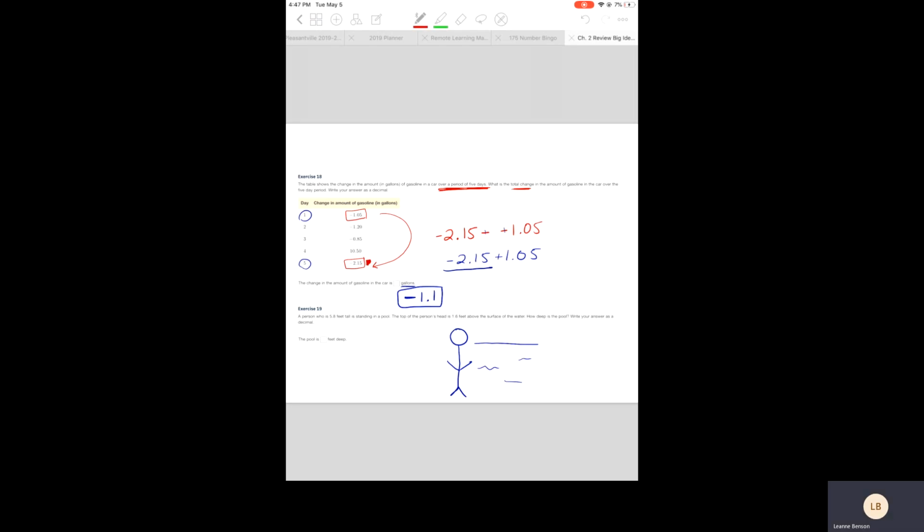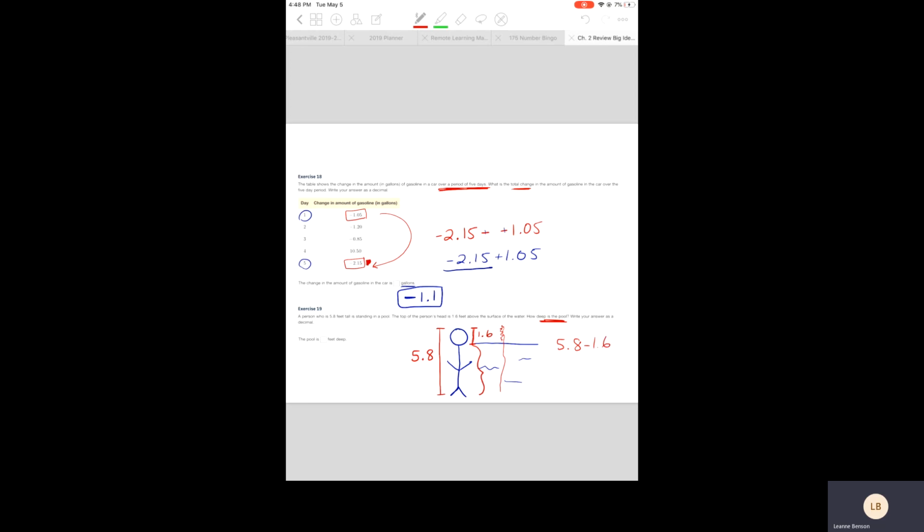I know my person is 5.8 feet tall. So from where his feet are touching the bottom to the top of his head is 5.8. Okay, then I know that it says his head is 1.6 feet above the surface, which would be this distance right here, right? From the water surface to the top of his head is 1.6 feet. Okay, the question says, how deep is the pool? So they want to know what this distance is. Okay, so all I'm really going to do here is 5.8, right, which is that whole distance here, and I'm going to subtract this part away, minus 1.6.